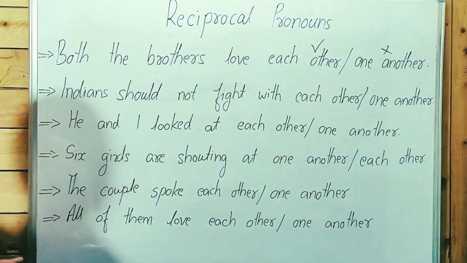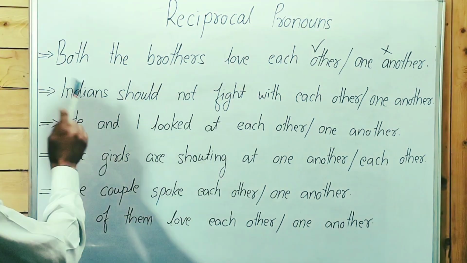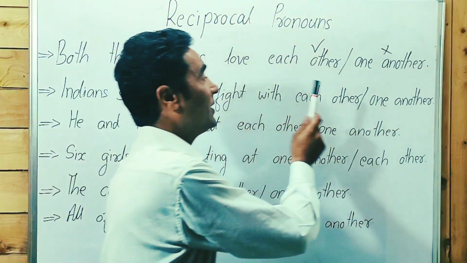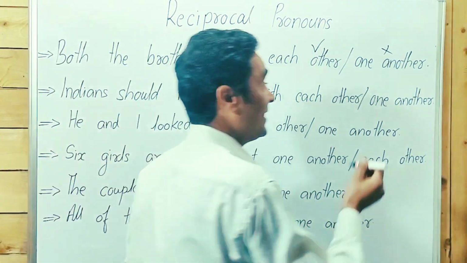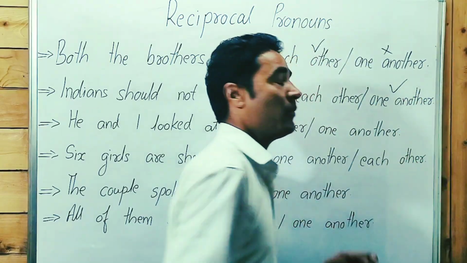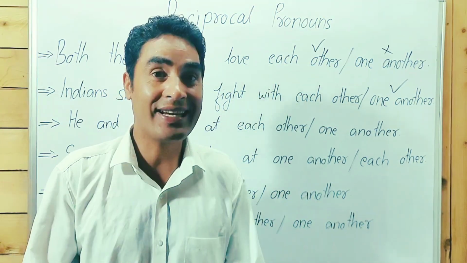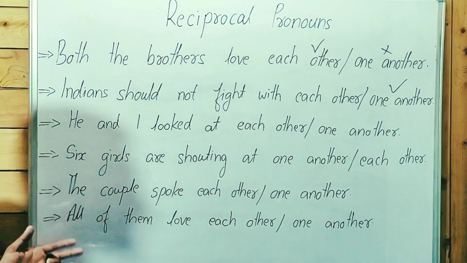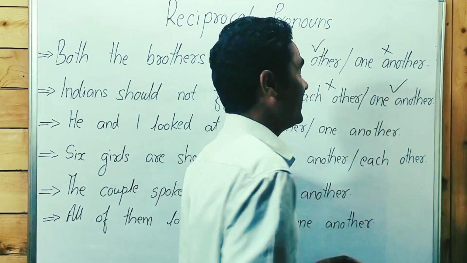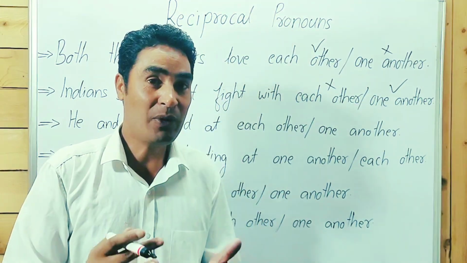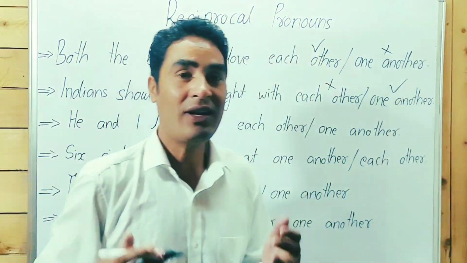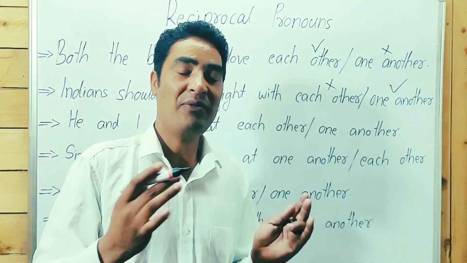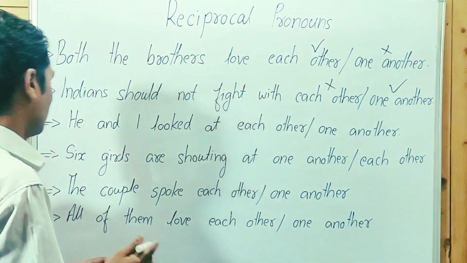So here, we are talking about 145 million people should not fight with each other or one another. One another is used for more than two people. Not each other. Each other stands for two people or things. One another stands for more than two people or things. It could be 5, 10, 100, million, thousand, whatever you want to say.